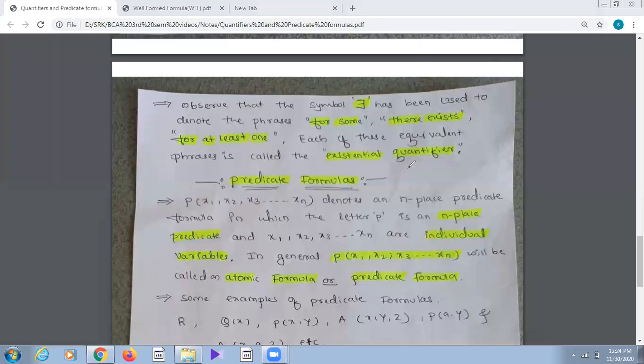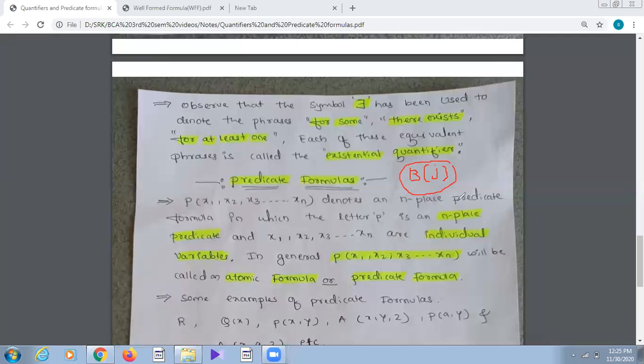So John is a bachelor, we wrote in symbolic form as B of small j. Here j is John, that is the individual name. And B is the predicate, and we wrote it in capital letters. So B of j is one formula. This is a predicate formula.